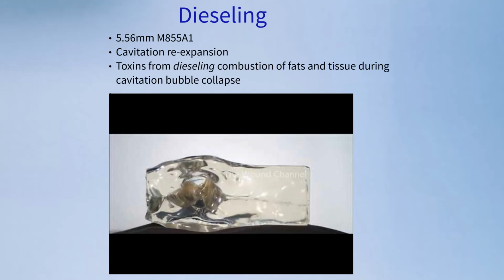Another effect is called dieseling, where elements of the surrounding tissue, in this case, in the video, it is clear ballistics gelatin, but in the body, it may be fats or other tissues, which could, through their combustion, lead to toxins being generated. Now this effect is called dieseling, and in the video you'll see a 5.56 round causing this dieseling effect with black toxic smoke ejected from the gelatin.